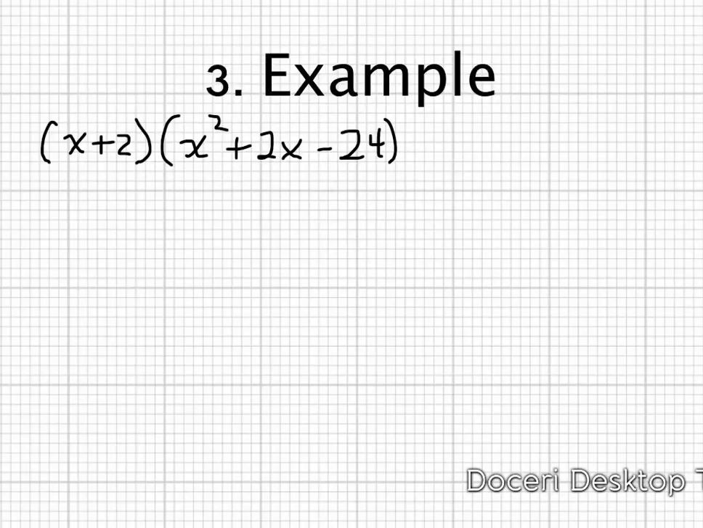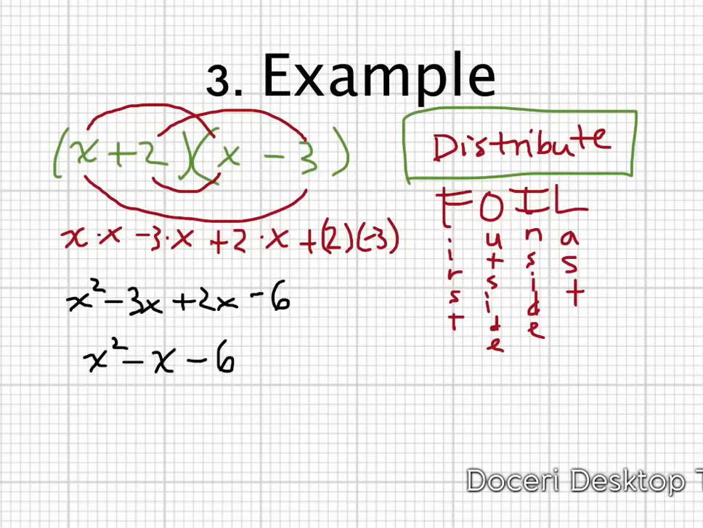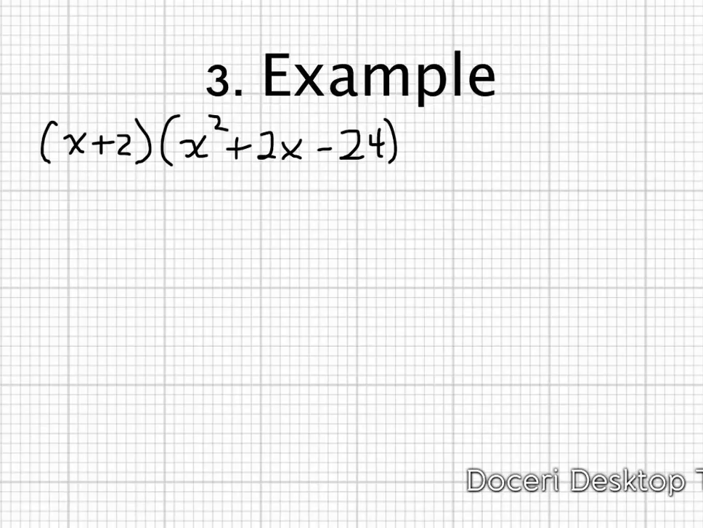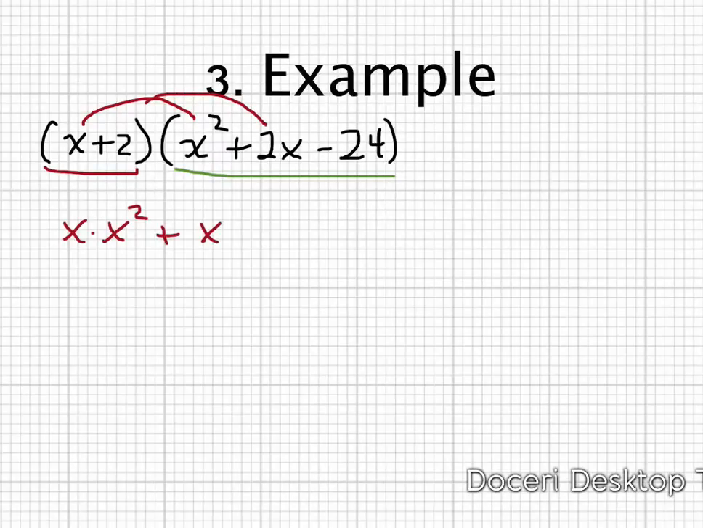So what I do here is just like we did in the last slide. I take each term and I multiply it to the other term in the other binomial. But here I have a trinomial, so I'm going to take each term in the first and multiply it by each term in the second polynomial. So I do x times x squared, plus x times 2x, plus x times negative 24.